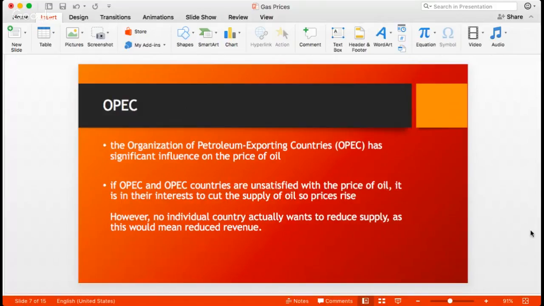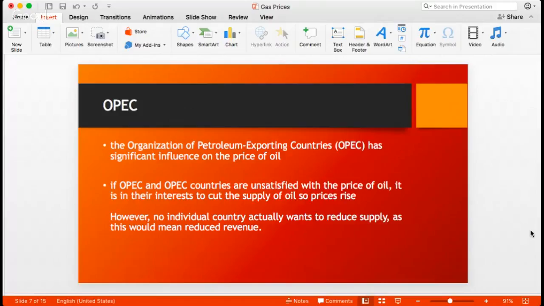OPEC. OPEC is one of those organizations that has the single biggest influence on oil prices. OPEC stands for the Organization of Petroleum Exporting Countries. If OPEC and OPEC countries are unsatisfied with the price of oil, it is in their interest to cut the supply so prices will rise.